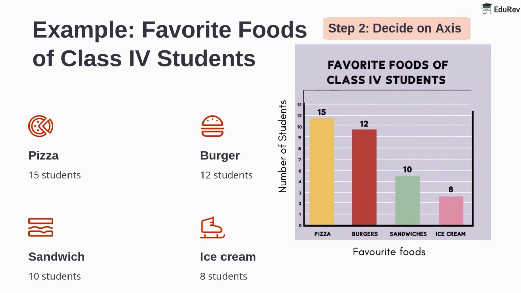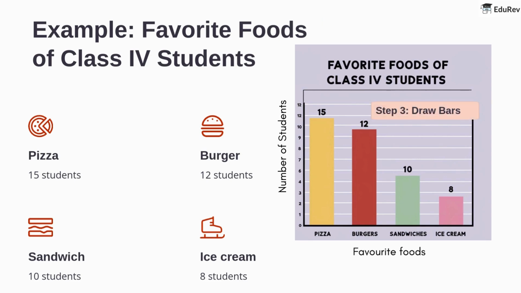Step 2. Decide on axis. Put the favorite foods, pizza, burger, sandwich, ice cream, on the horizontal axis and the number of students on the vertical axis. Step 3. Draw bars. Draw a bar for each food. For example, the bar for pizza will be the tallest since 15 students like it, and the bar for ice cream will be the shortest since only 8 students like it.